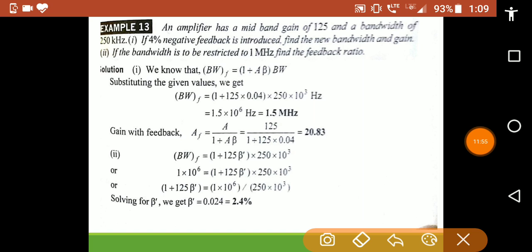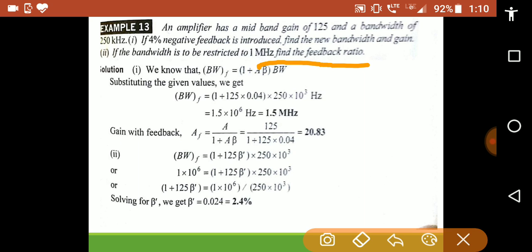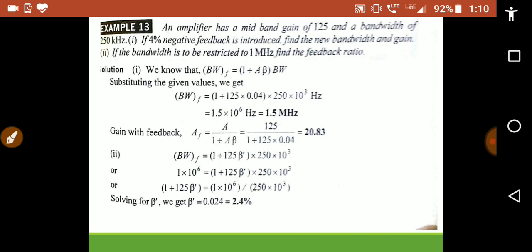So in this problem, an amplifier has a mid-band gain of 125 and a bandwidth of 250 kilohertz. If 4% negative feedback is introduced, then find the new bandwidth and gain. If the bandwidth is to be restricted to 1 megahertz, then find the feedback ratio. So first we have to find the bandwidth with feedback.